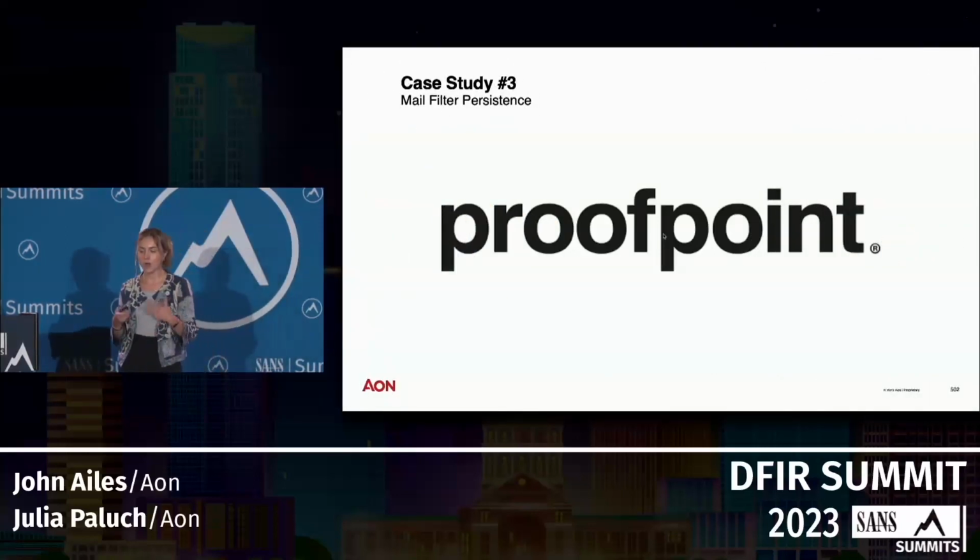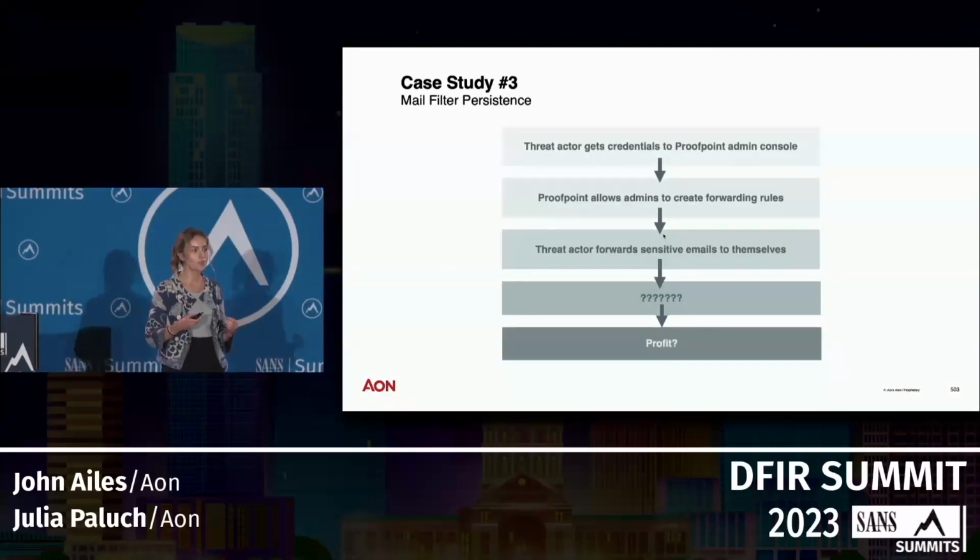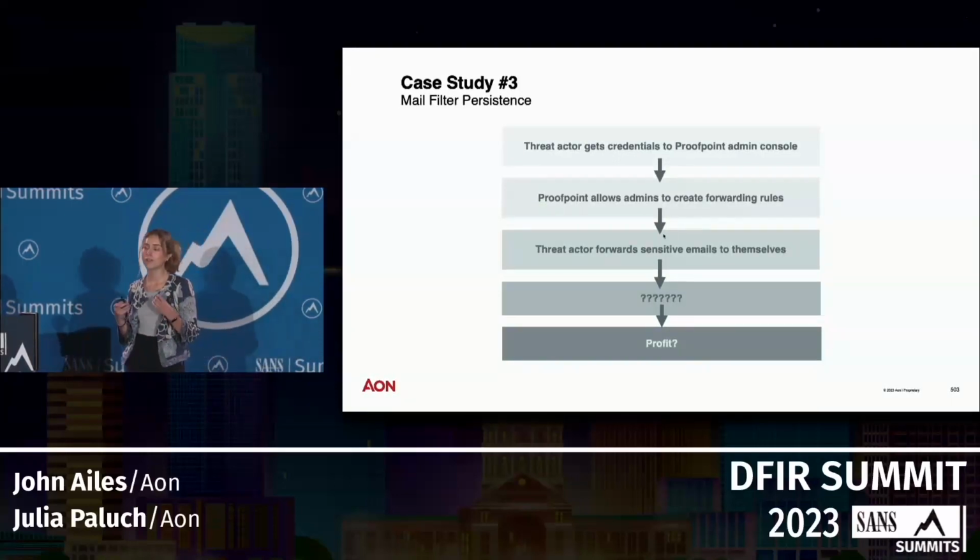So let's walk through this scenario. The threat actor got credentials to the admin console in Proofpoint because of that password store backup. And because Proofpoint allows admins to create forwarding rules, the threat actor created a rule that forwarded sensitive emails to themselves. What was the point of all of this?